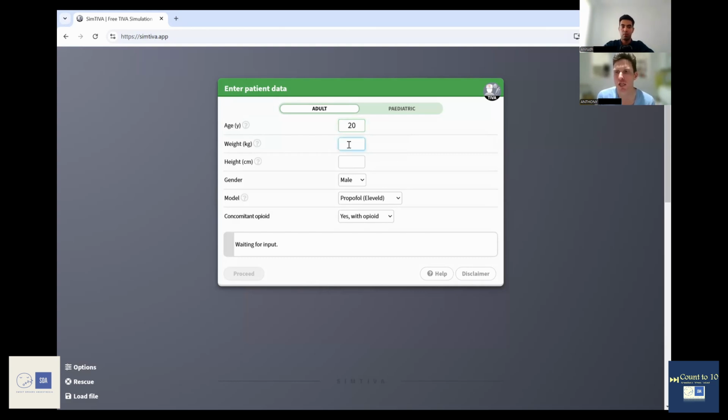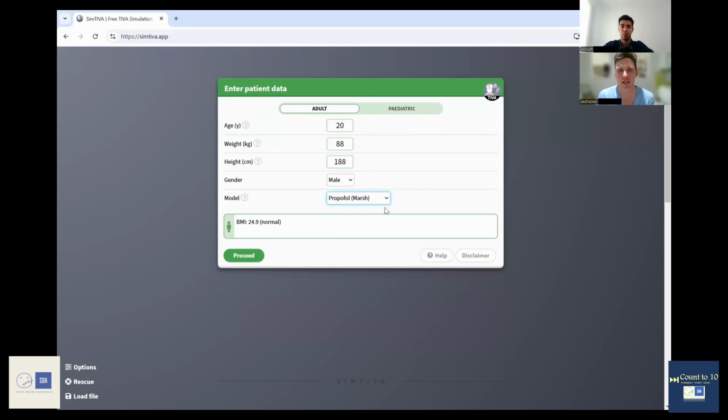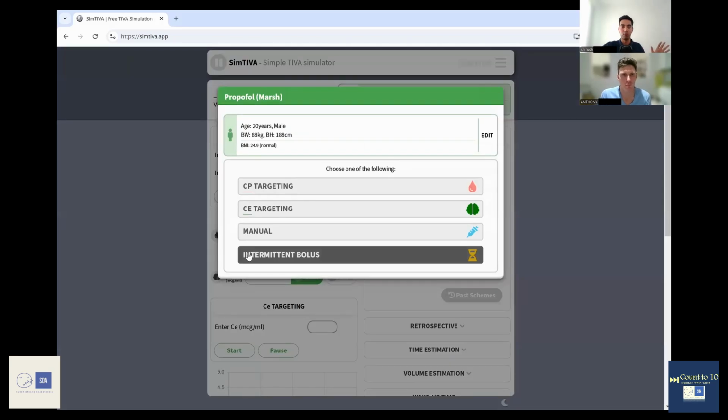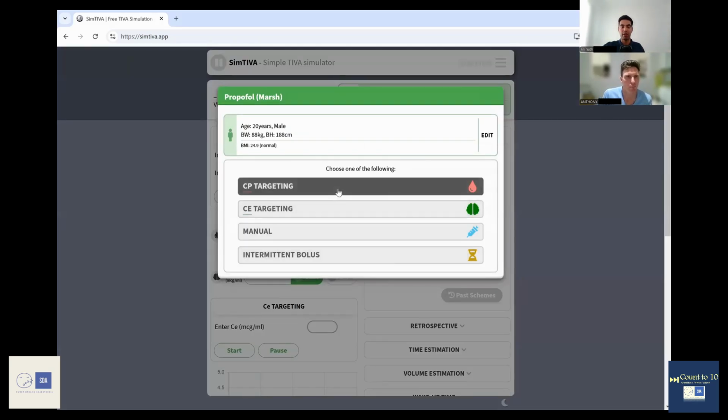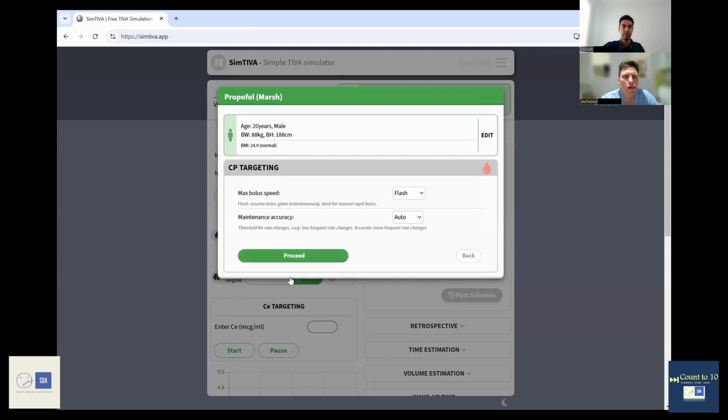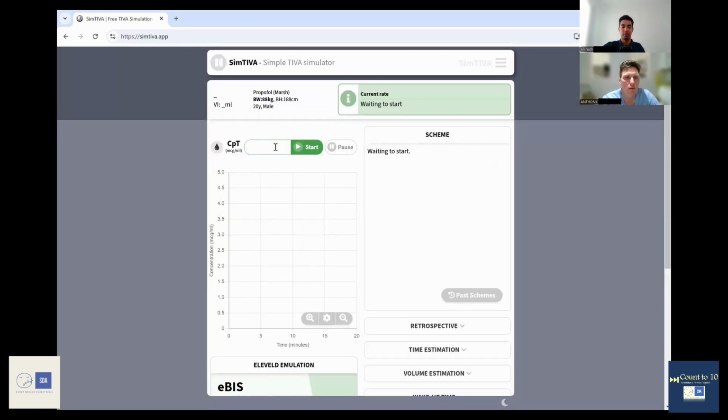So what I want you to do is pretend we've got an 88 kilo person who's 20 years old, 188 centimeters tall, and we want to target a plasma concentration of 5 in the central compartment. What is it that the actual thing does? If we proceed, and everyone who's listening can do this at home, this is on the SimTiva app, SIMTIVA.app. You can put in these models, and we're going to just target plasma concentration. We're going to say proceed here, and we're going to try to target a plasma concentration of 5.